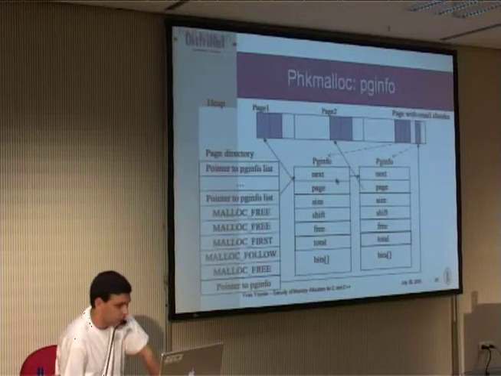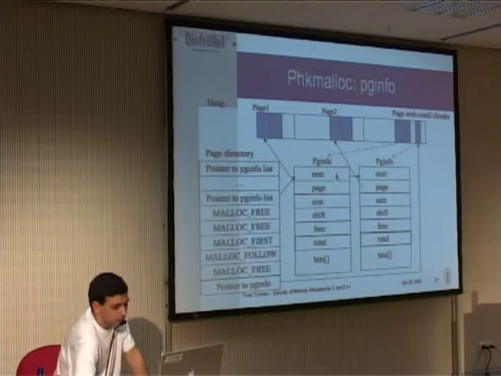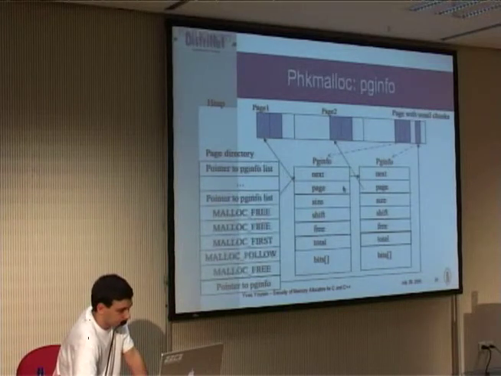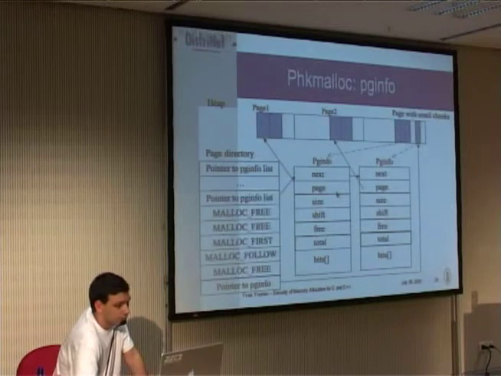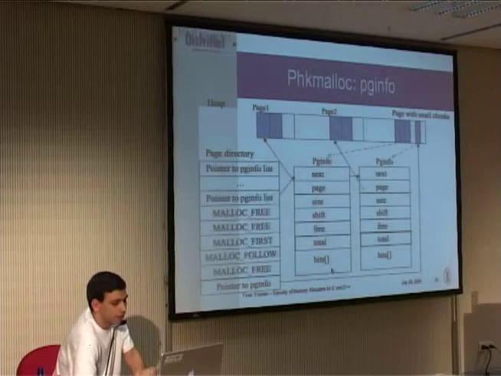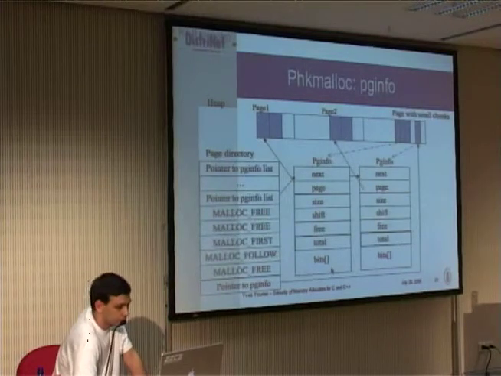Page information contains the following fields. So the next pointer points to the next page information for the linked list for pages of that size. It contains a pointer to the page itself. And it contains the size and some other information, which I'll not describe here except for the bits array. This is an array which denotes if a particular chunk on a page is free or not. So if a chunk is in use, a bit will be set to 1 for that particular chunk, and if it's not, it will be set to 0.